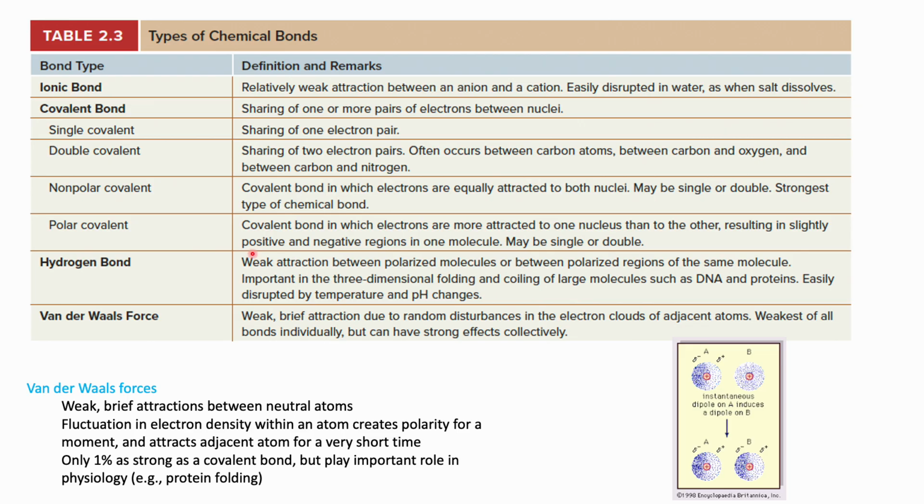We also have van der Waals forces. These are weak, brief attractions between neutral atoms. Because of the electron cloud density, as those electrons are orbiting around the nucleus, at some point in time some electrons might be more towards one side than the other, creating a difference in charge in the other atom, and this will create a very weak, brief attraction between neutral atoms.